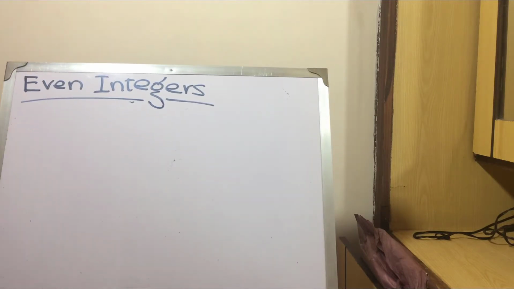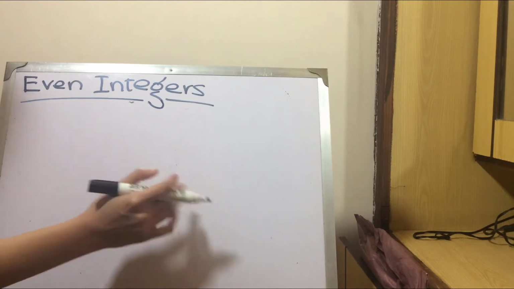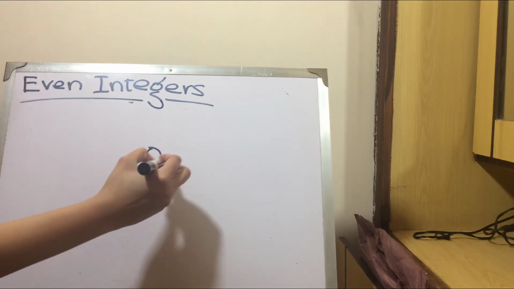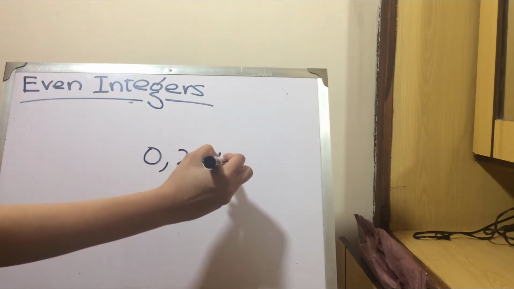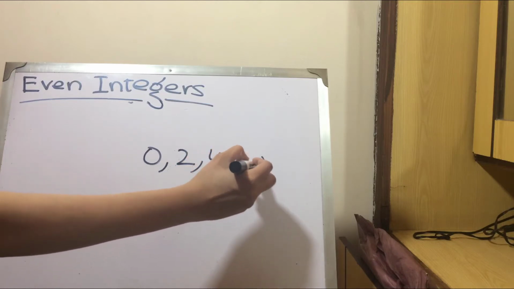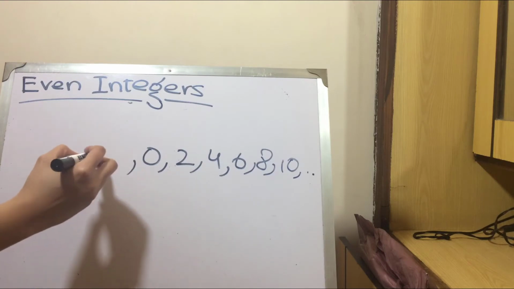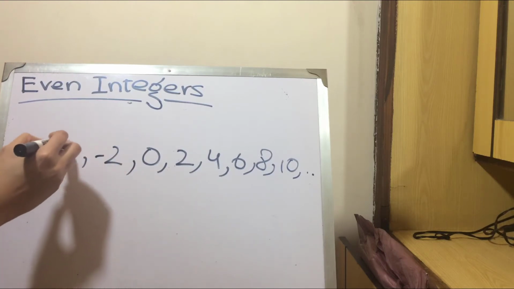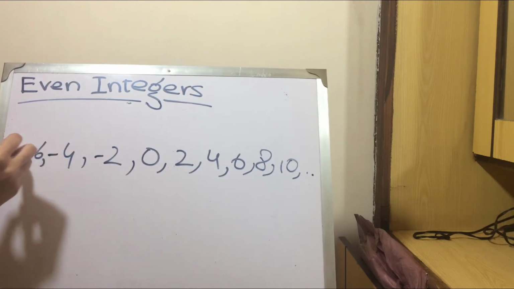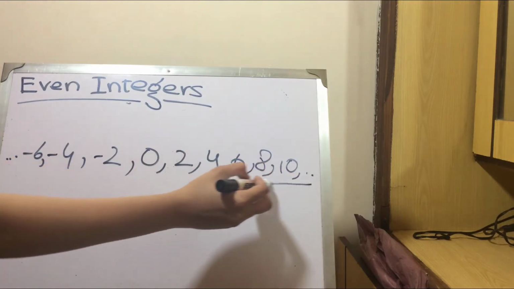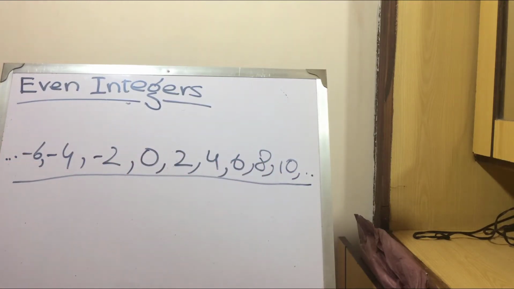So let's write some even integers. We have seen that 0 is an even integer, 2 is an even integer, 4 is an even integer, 6 is an even integer, 8 is an even integer, 10 and so on. Here -2, -4, -6 and so on. So these are all even integers.